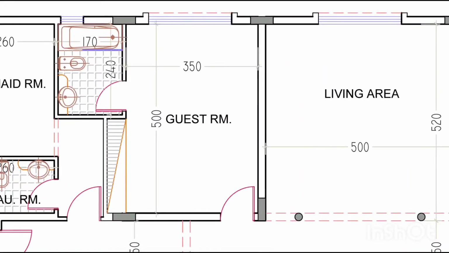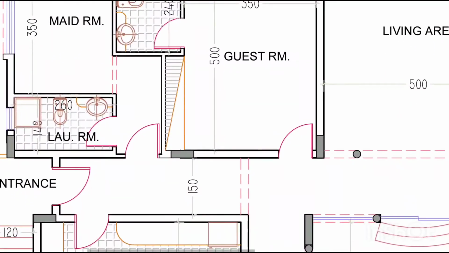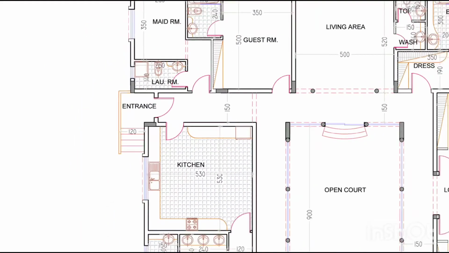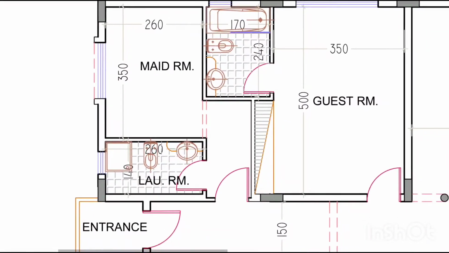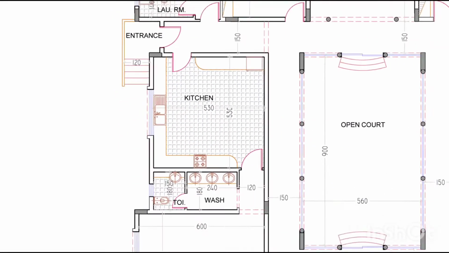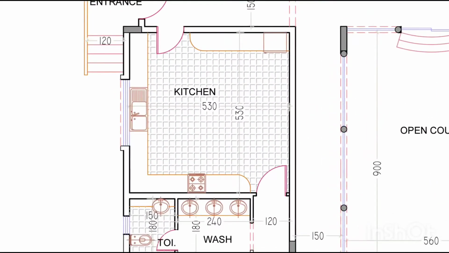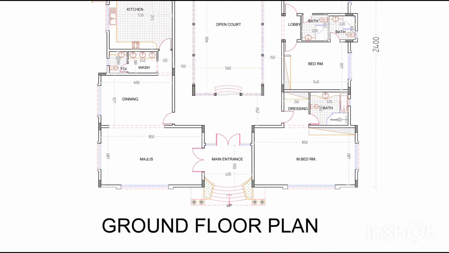This is the guest room, 500 by 350, attached bathroom, 240 by 170, and on this side you see the back side entrance also provided here, and this maid room, 350 by 260, this laundry room and bathroom also. This side is a very big kitchen, 530 by 530. So this is our ground floor plan, a wonderful ground floor plan. We can consider this a farmhouse or a wonderful villa. We do not have a staircase here, just this ground floor only.